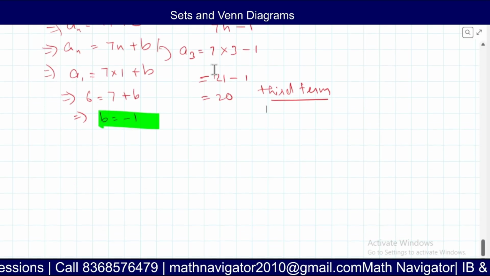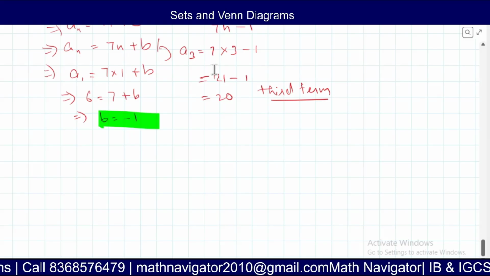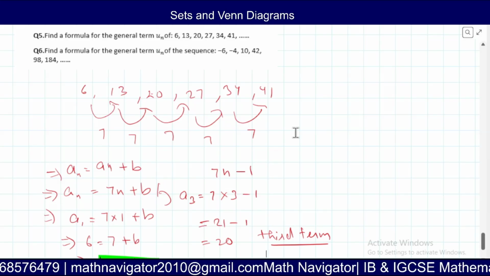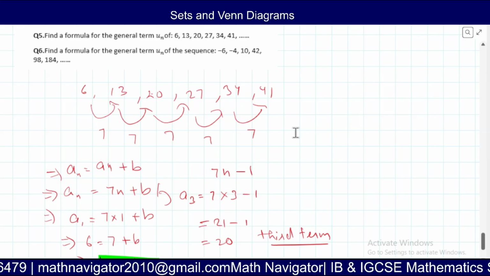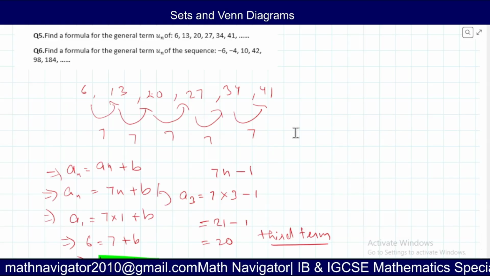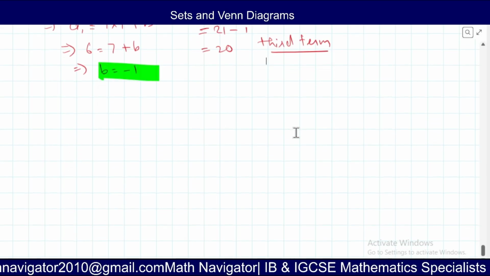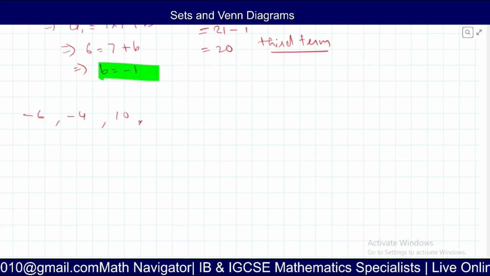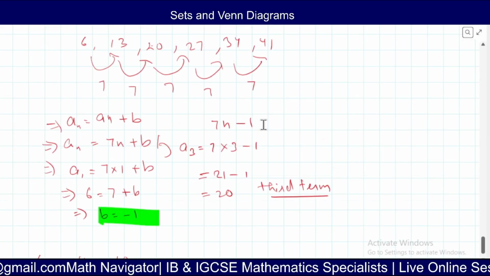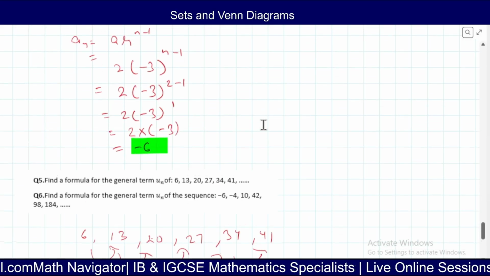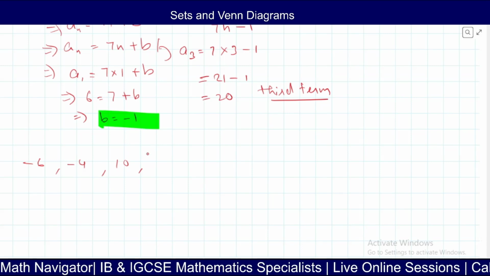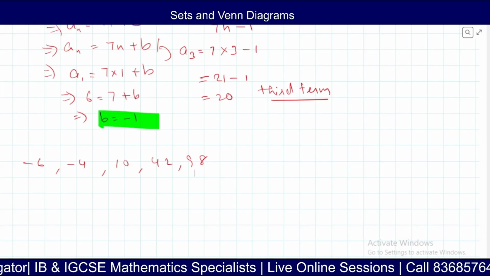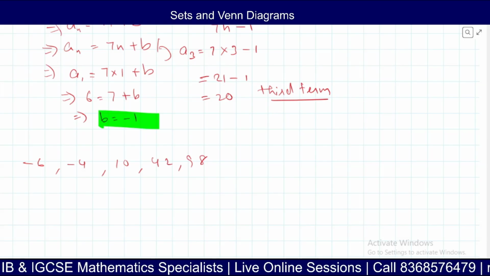Let's move to the next question. Right. And what is my next question? Let me see. Minus 6, minus 4, 10, 42, 98. So this is my question. How will we do this?